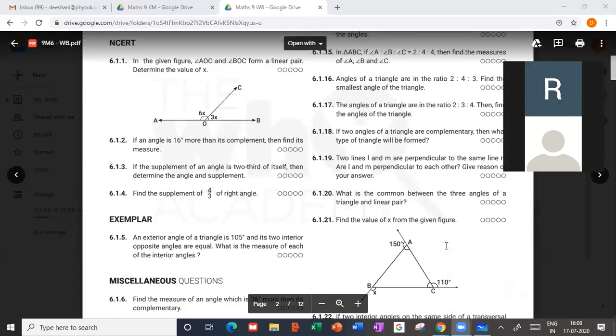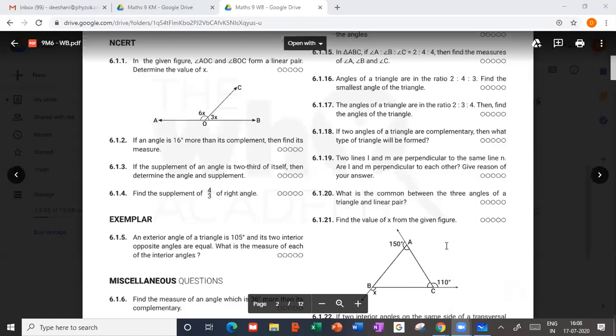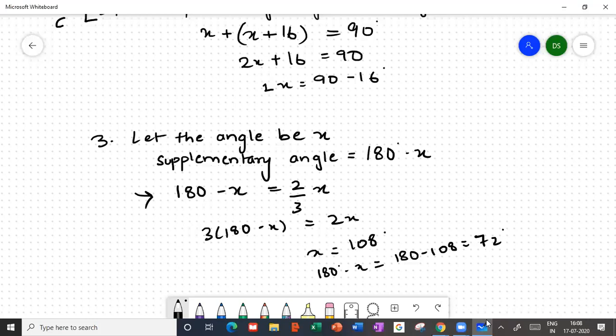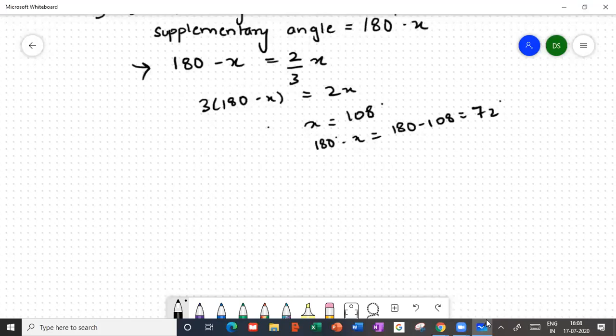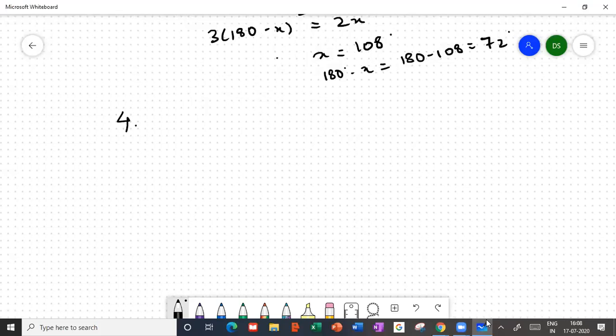So for 4/3 of a right angle, we have to first calculate 4 by 3 into 90, which gives 120. Then it directly says 120 plus the supplementary angle x is 180. The right angle is nothing but 90 degrees, correct?